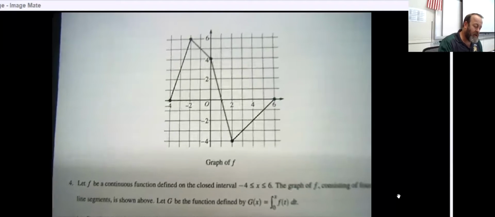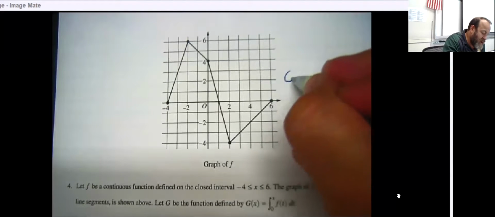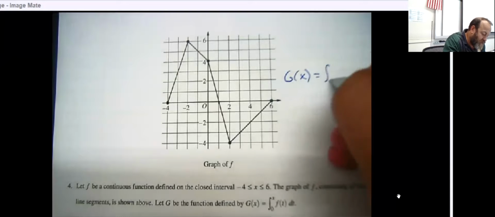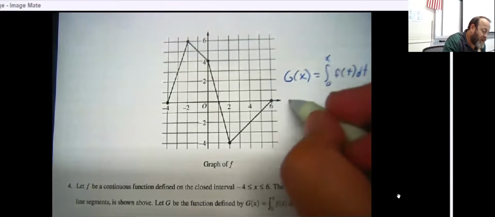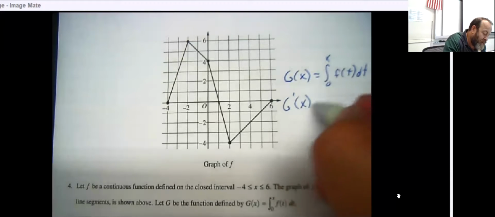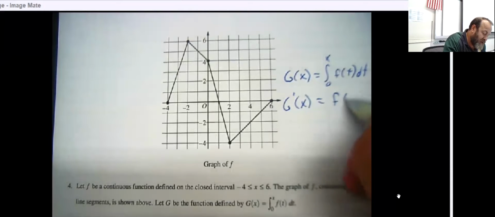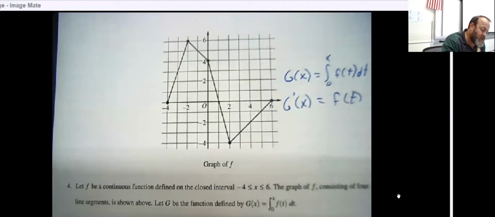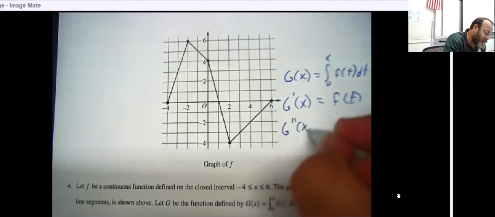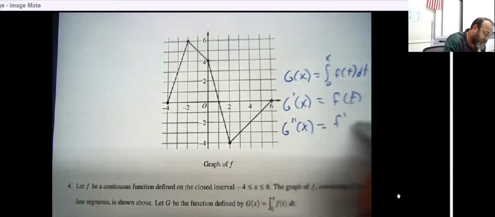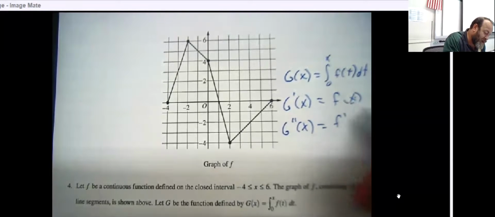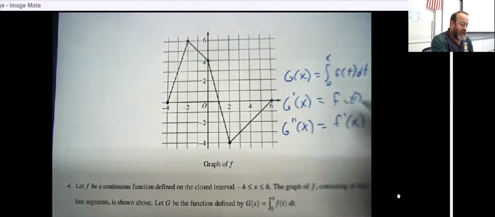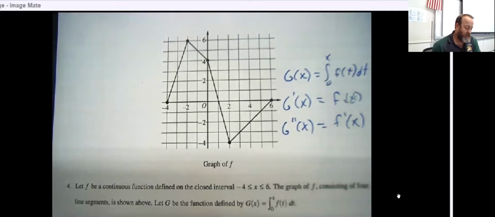Now, one of the things that I notice is since g is the integral from 0 to x of f of t dt, then the fundamental theorem of calculus would say that g prime of x would be f of x, and that g double prime of x would be f prime. I guess it should have said of x here, not of t, because again, the bound here is in fact x. And so this is my setup as I go through all of this.